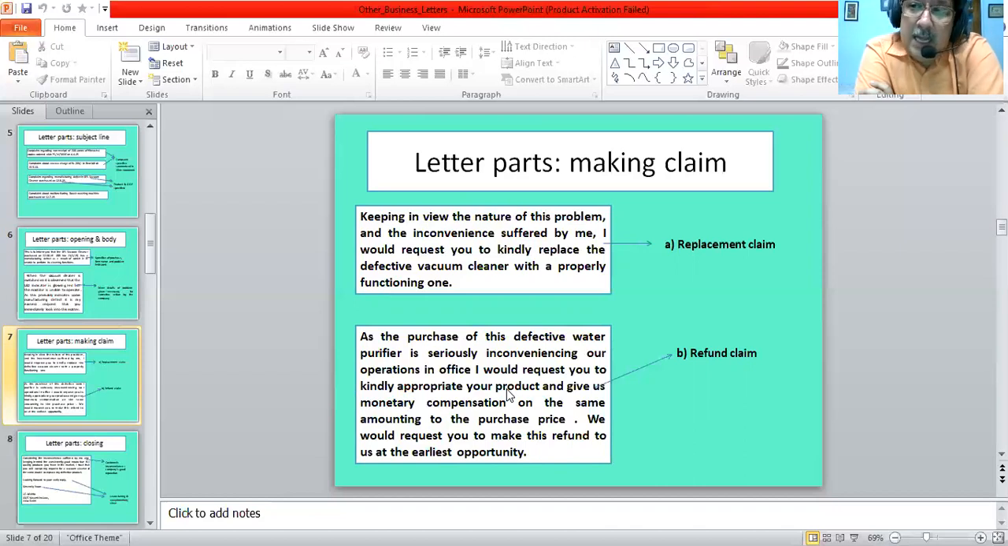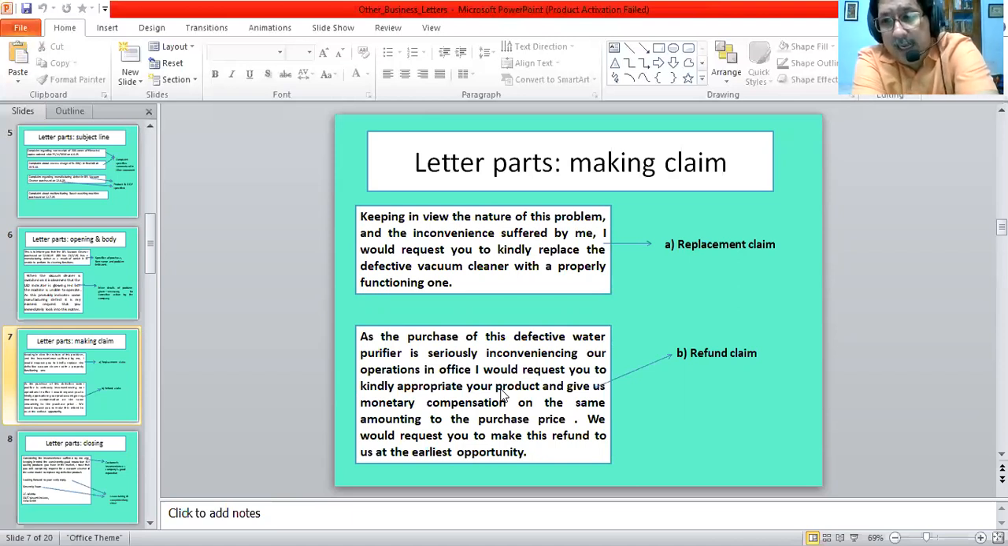So I think a wish for replacement of the product would be more common than a refund. A refund may be asked about in an extreme case, but more often than not, it is replacement in which customers are more interested. So we can have, however, claim letters asking for either replacement or a refund.